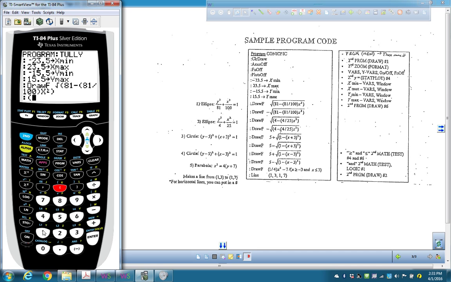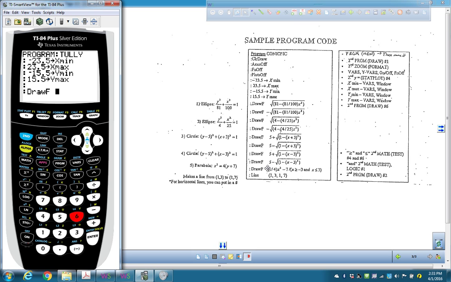So 1 divided by 4. Notice that I have to put that 1/4 in parentheses. Otherwise, it's going to give me 1/4x squared, which is not what I want. Oops! I messed up. Every time you put in an equation, you have to go draw F. So, second, draw F.